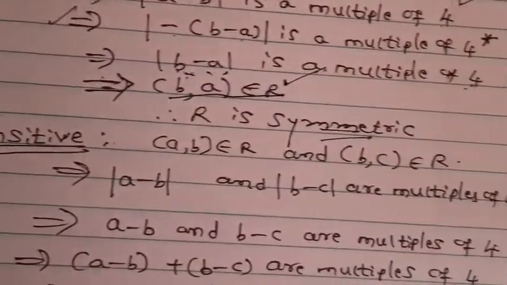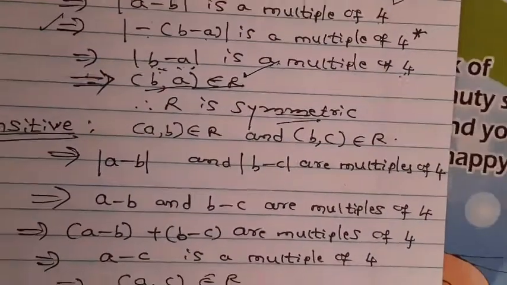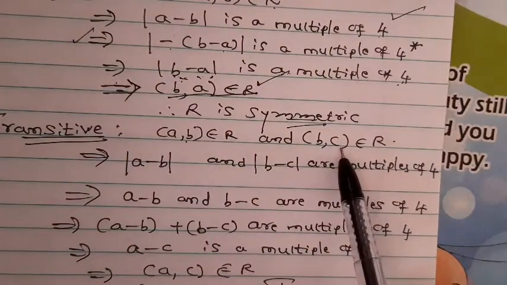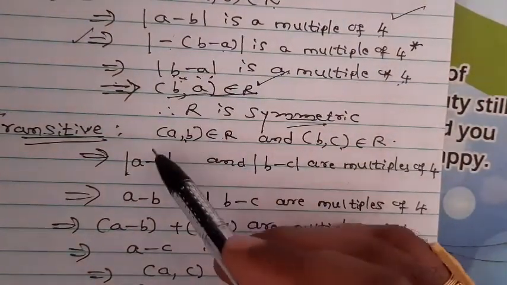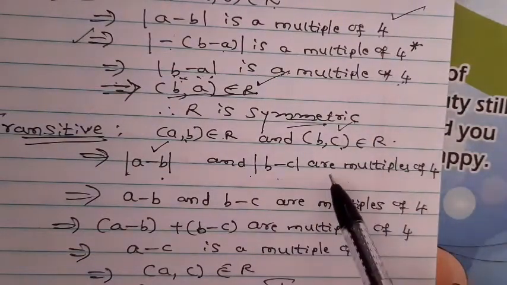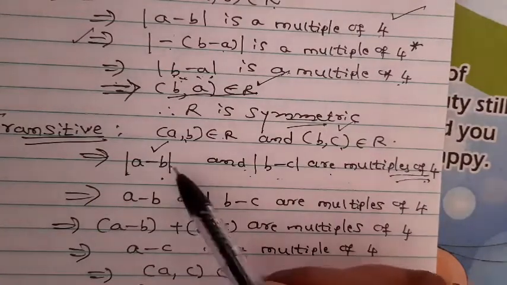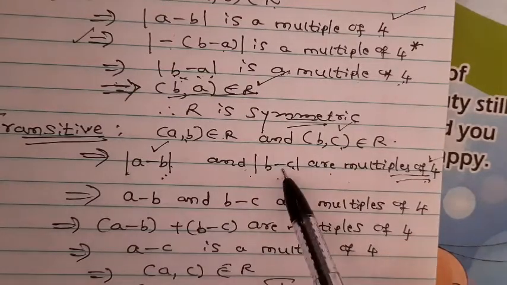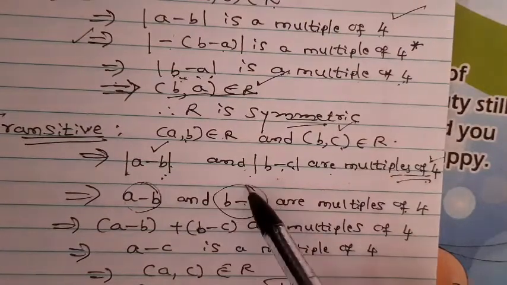So the last property, transitive. We need 2 pairs here. See here, 2 pairs. What are the pairs here? (A, B) and (B, C). So (A, B) belongs to R means mod of A minus B, and (B, C) means mod of B minus C. Both are multiples of 4 according to the given problem. So mod of A minus B and mod of B minus C both are multiples of 4. That means this difference and this difference both are multiples of 4. So this will be one number, this will be one number after subtracting.